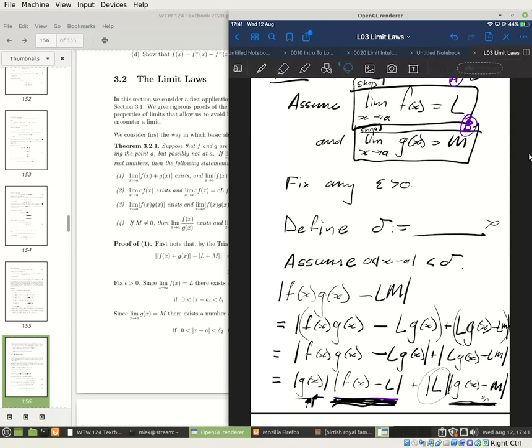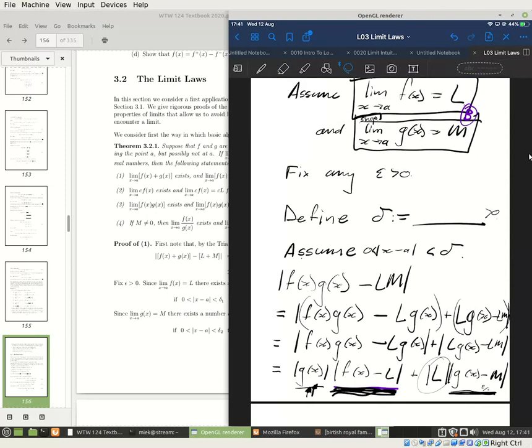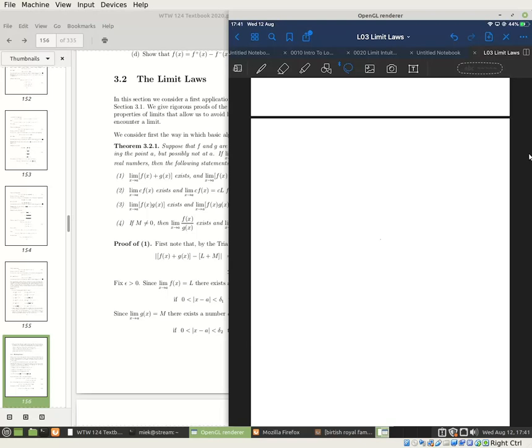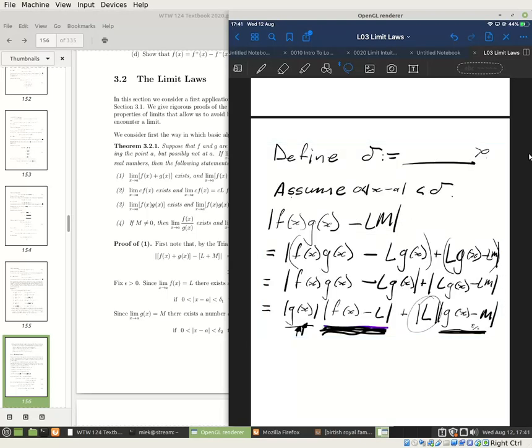So maybe what I'm going to do is take this part and move it down because I need a bit more space. Cut and paste. Good.